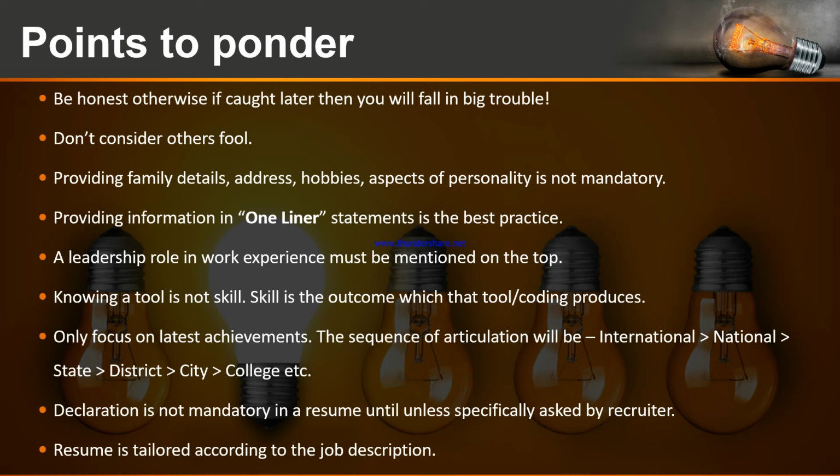The next point I had already discussed, but I've still mentioned it here: knowing a tool is not a skill. Skill is the outcome which the tool coding produces. Your skill is that you know a programming language. Working on that tool or that software related to that programming language is not a skill, it is a tool. So understand this difference. Then the achievements, I have already mentioned that the sequence of articulation for achievements should be international, national, state, district, city, college, etc.